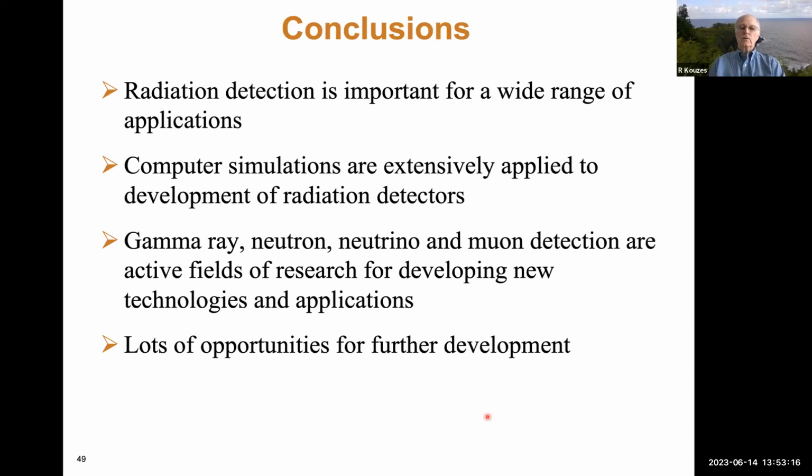As you've seen, the gamma ray, neutron, neutrino, muon detection is a very active field involving many types of physicists, chemists, engineers in the development of these technologies. And so there are lots of opportunities for future development of these technologies.